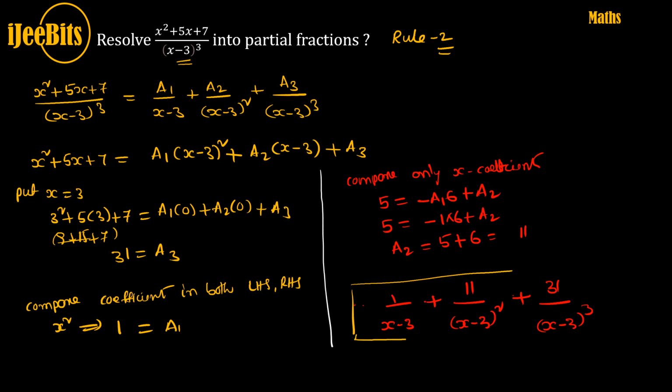I hope you are clear. This is a simple one, and it follows exactly the same rule as rule number 1. The only difference is there is a power degree in the denominator. This means a repeatable factor. Because this is a repeatable factor, rule number 2 is followed, which is how you have to represent it. Based on the power, you will have that many partial fractions to express the given fraction.